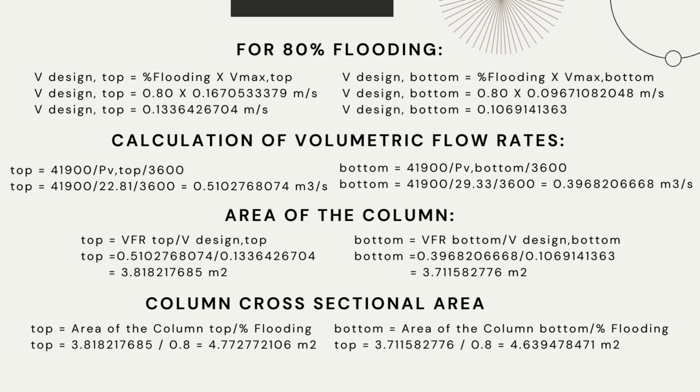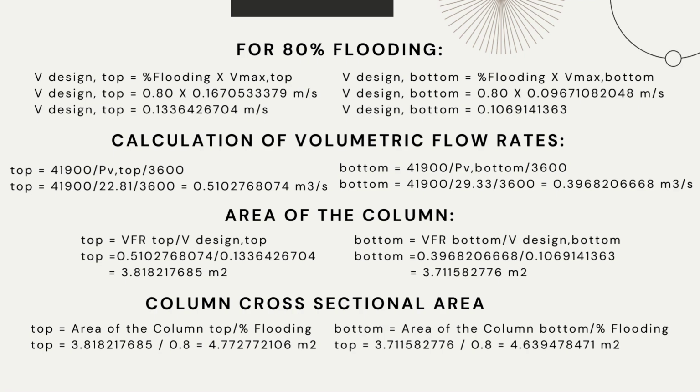Now we are going to solve for the V design top. So we are going to assume 80% flooding multiplied by the Vmax from the top. So we have our V design top equals 0.1336 meters per second. And for the bottom, we will use flooding as well. Assume 80% flooding multiplied by the Vmax at the bottom. We will get 0.10 or 0.11 meters per second.